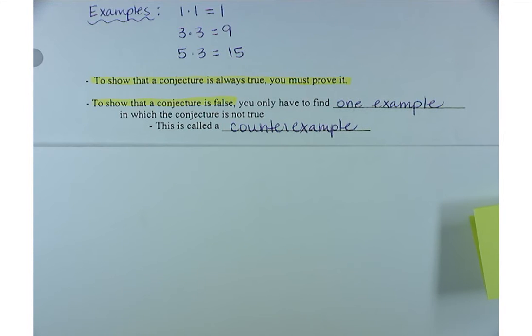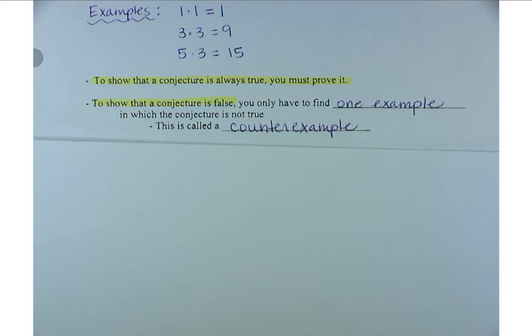So you only have to find one case, one instance where that's not true, and we know that the entire conjecture is false. And that one example that you find is called a counterexample. For one situation, there are usually many counterexamples. So you might not necessarily have the same counterexample as the person next to you. And that's fine.